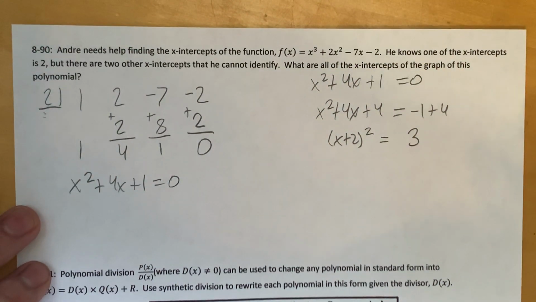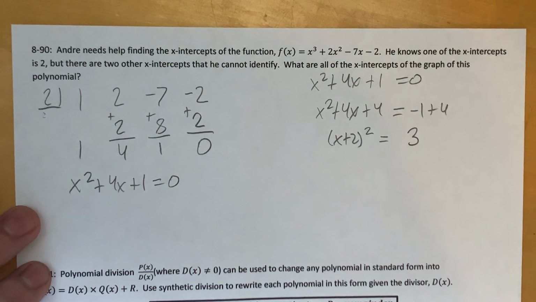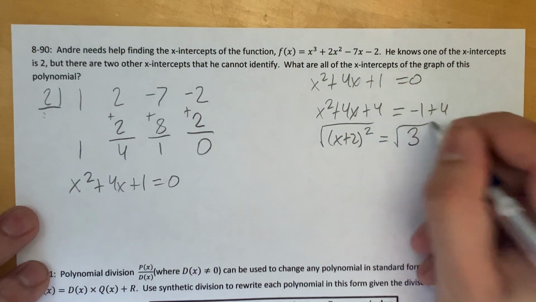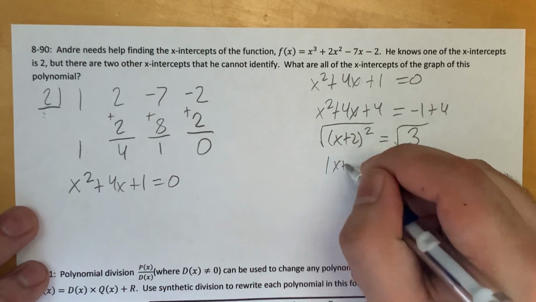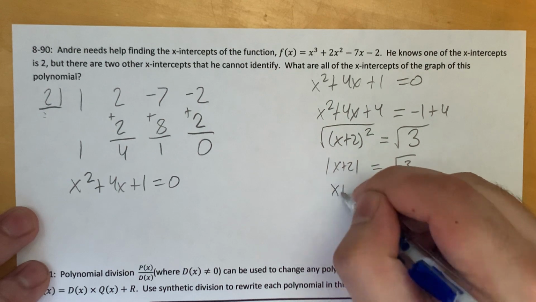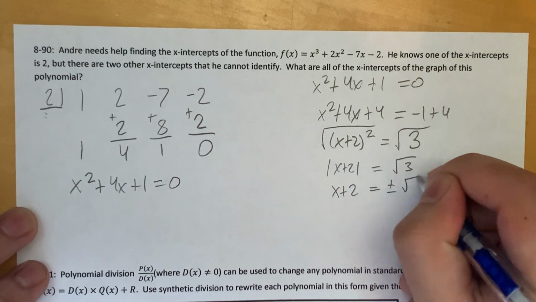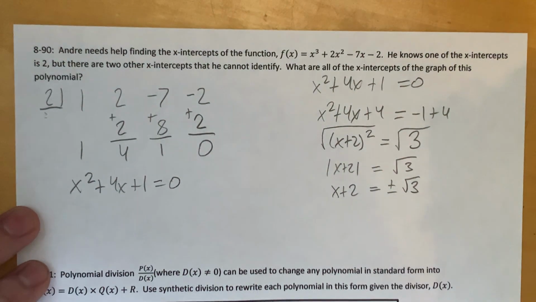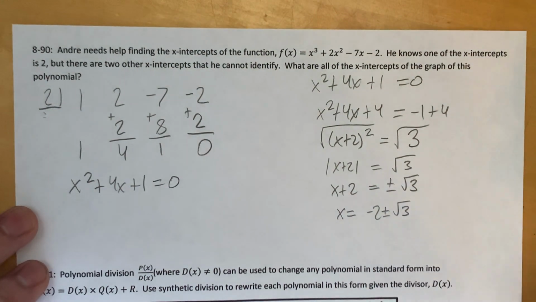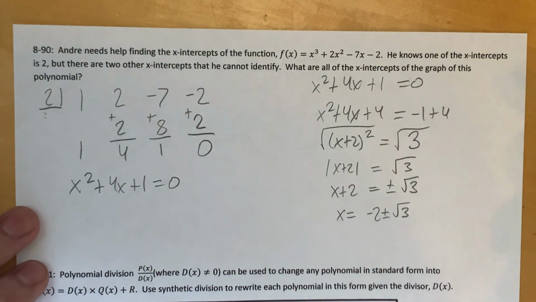I'm going quickly through it because I'm sure that we went over it in previous lessons. If you have any questions, ask me the next time we meet up. And then I'm going to square root both sides to get rid of the square. Absolute value of x plus 2 equals square root of 3. To get rid of the absolute value, you do plus or minus square root of 3. And then you just subtract 2 from both sides. So x equals negative 2 plus or minus square root of 3. And that's all you need. You can leave it in this form. That's fine. And this is one of your answers.